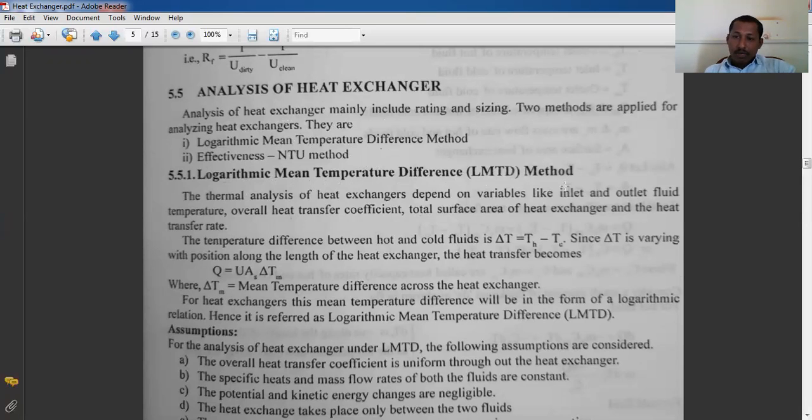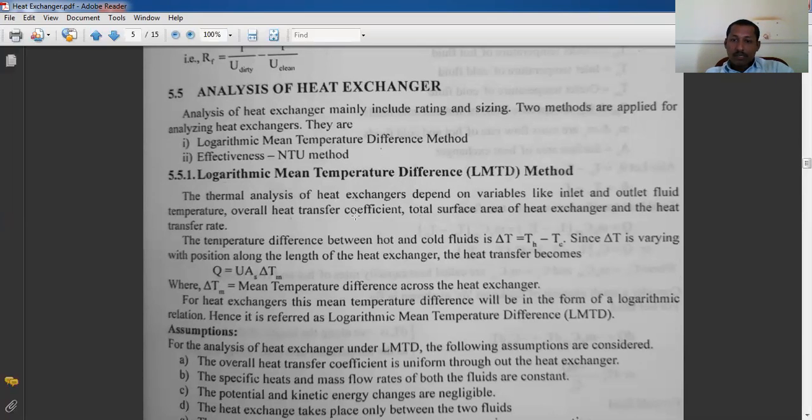In the exam, he will compulsorily ask one question on derivation, that is, LMTD for parallel flow or counter flow, or he may ask NTU for parallel flow or counter flow. Out of these four, he will compulsorily ask one for 8 marks. Okay. Now, the logarithmic temperature difference.